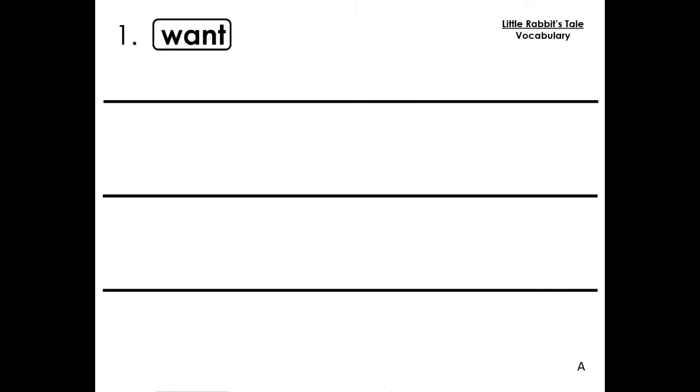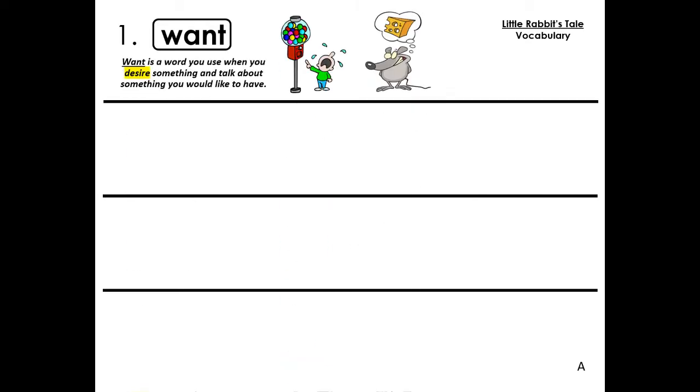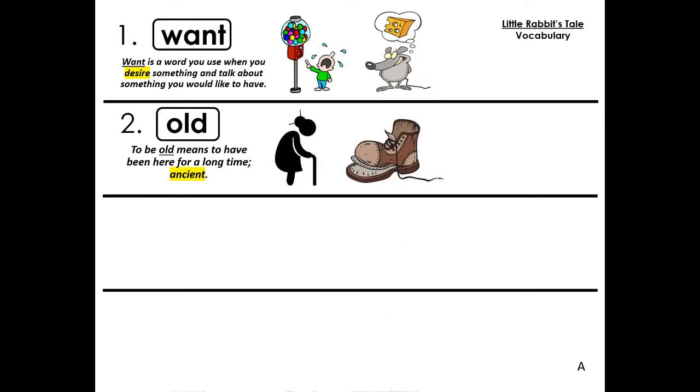Now you're going to review all of the vocabulary and sight words. So check your work now. Number one is want. Want is a word that you use when you desire something and talk about something you would like to have. Number two, old. To be old means to have been here for a long time. Ancient.